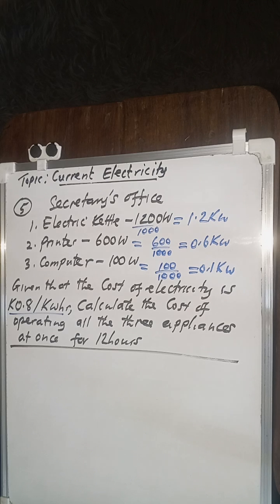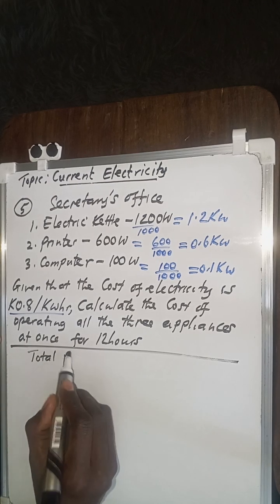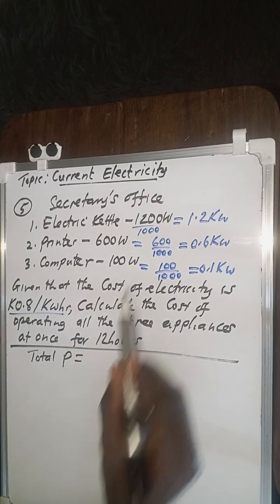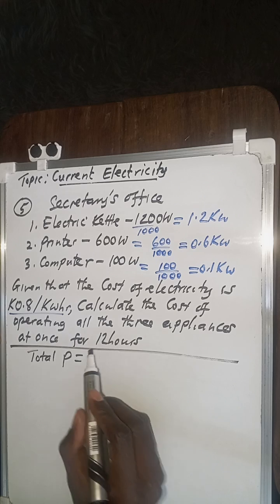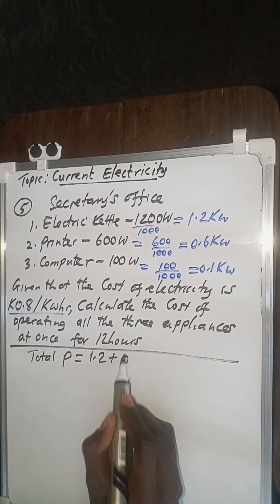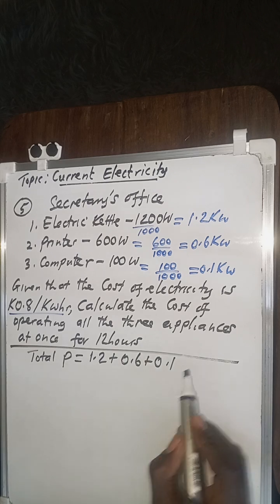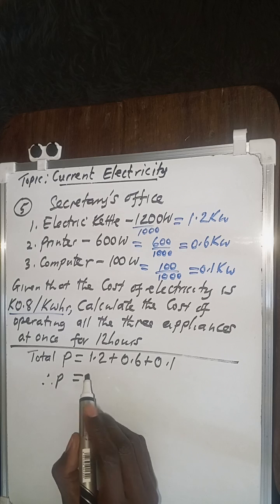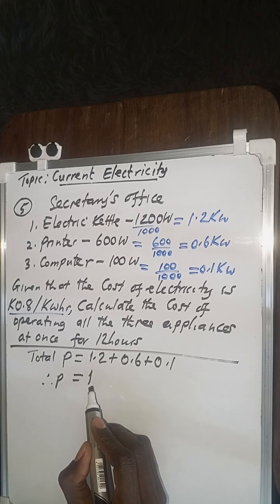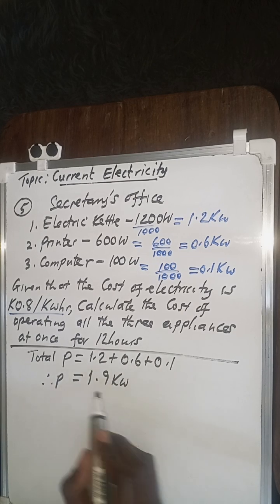So the first step, like I told you, is to find what is the total power by adding the power for the kettle, the printer, and the computer. So 1.2 plus 0.6 plus 0.9. What is that going to give us? Well, the total power is simply going to give us 1.9 kilowatt. So that's the total power.